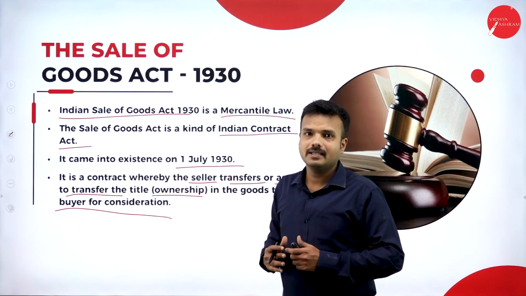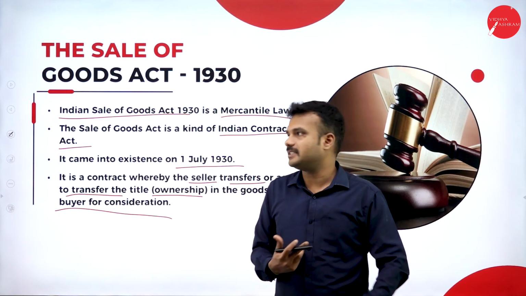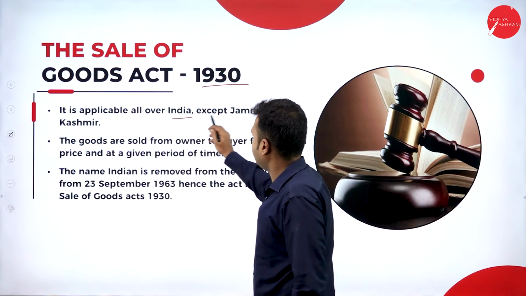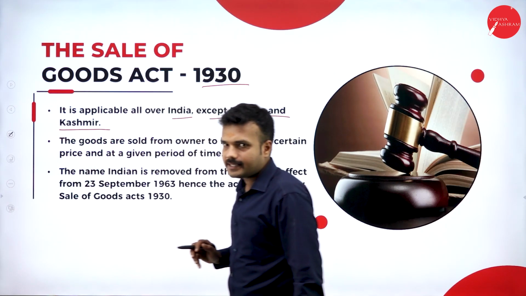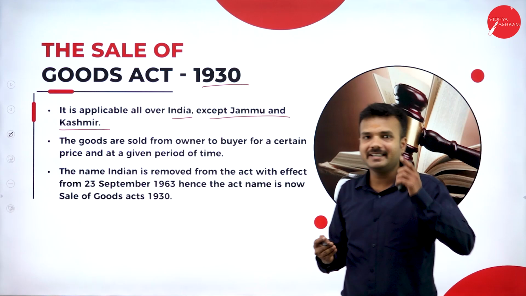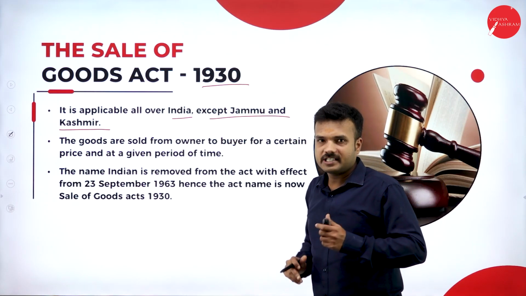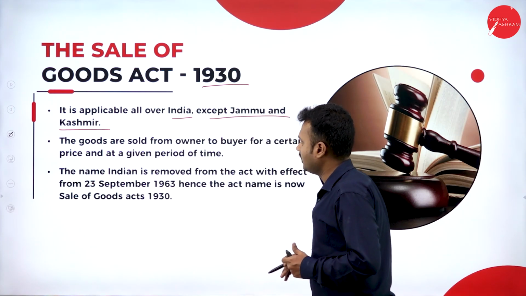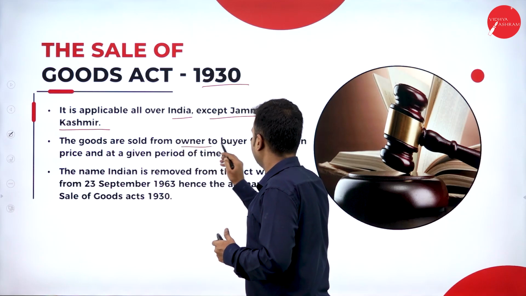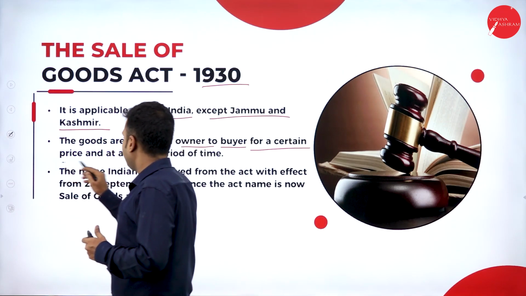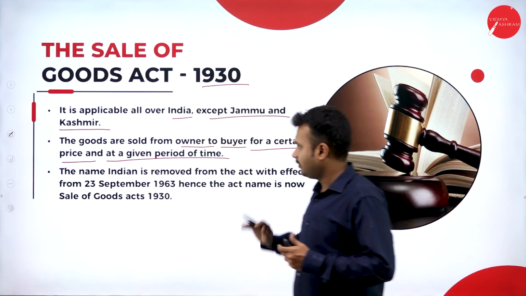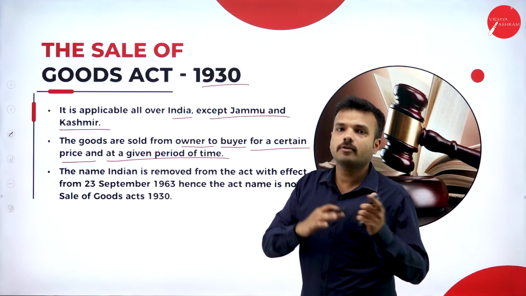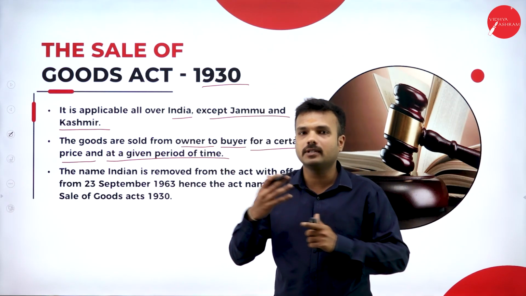First thing. Second thing is it is not applicable for a few properties. So I will let you know how it is. The Sale of Goods Act 1930 is applicable all over India except the state of Jammu and Kashmir. So as I said, it is a part of Indian Contract Act. Indian Contract Act is not applicable for the state of Jammu and Kashmir. In the same way, the Sale of Goods Act is also not applicable for the state of Jammu and Kashmir. The goods are sold from owner to buyer for a certain price at a given period of time. Very simple. Okay, so owner to buyer means it is the medium which is going to transfer the ownership from one person to another person.